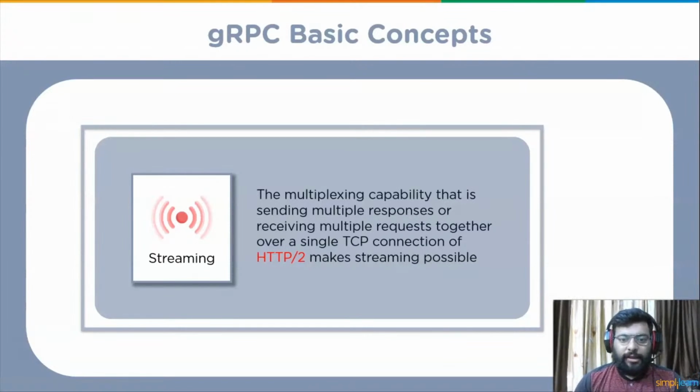The first one is server streaming RPCs. The client sends a single request to the server and receives back a stream of data sequences, that is server streaming RPCs. The next is client streaming RPCs. The client sends a stream of data sequences to the server, which then processes and returns a single response to the client, that is client streaming RPCs.